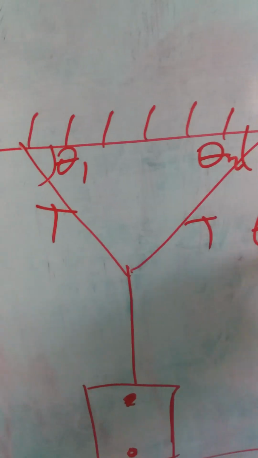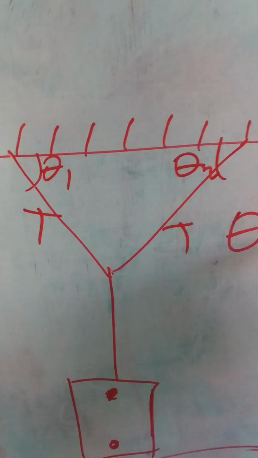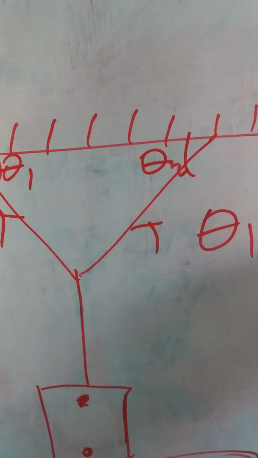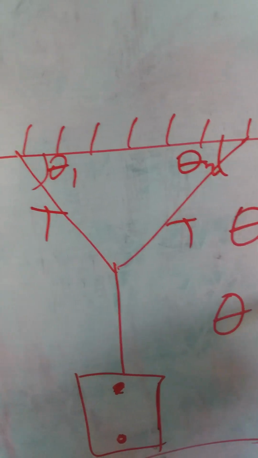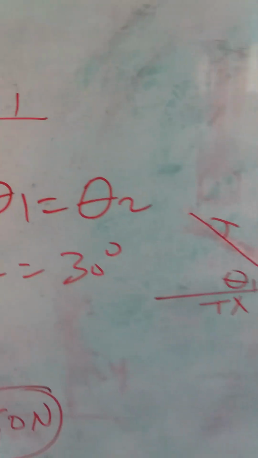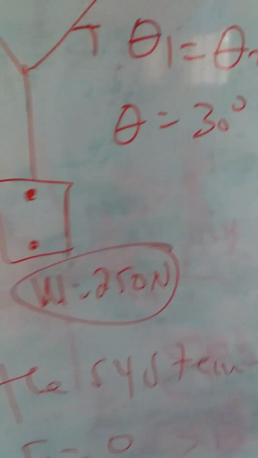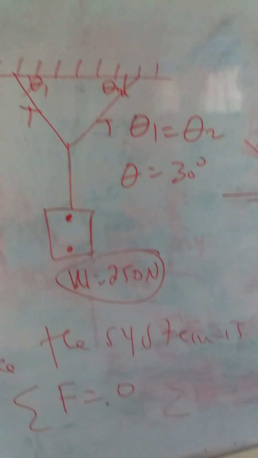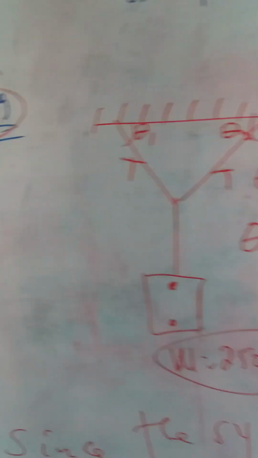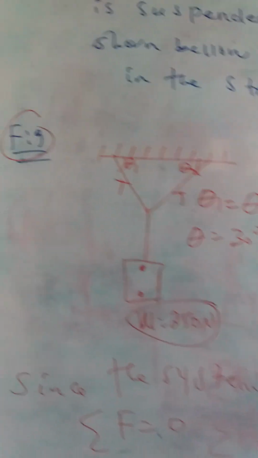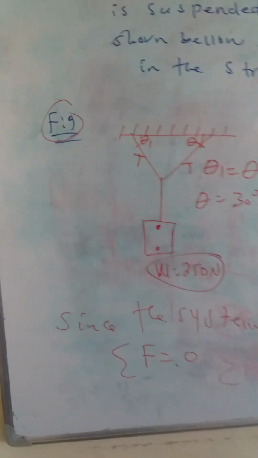We have the angle theta 1, and theta 1 is equal to angle theta 2. Theta is given as 30 degrees. Since the system is in equilibrium, the sum of all forces acting on the body, or on the traffic light, must be 0.